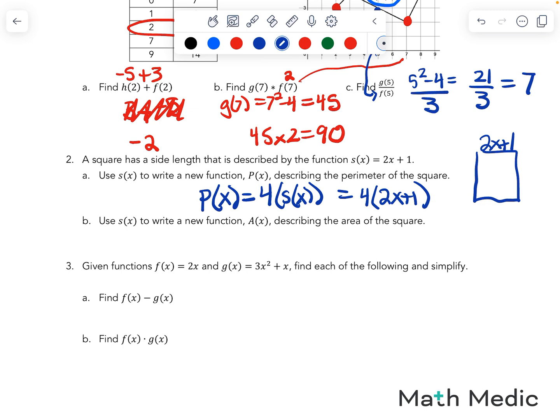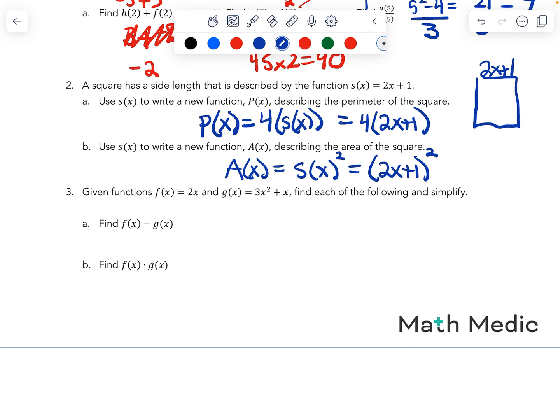Use a new function to find the area. Well, our area, we know it is our side squared. So that would be 2x plus 1 squared.